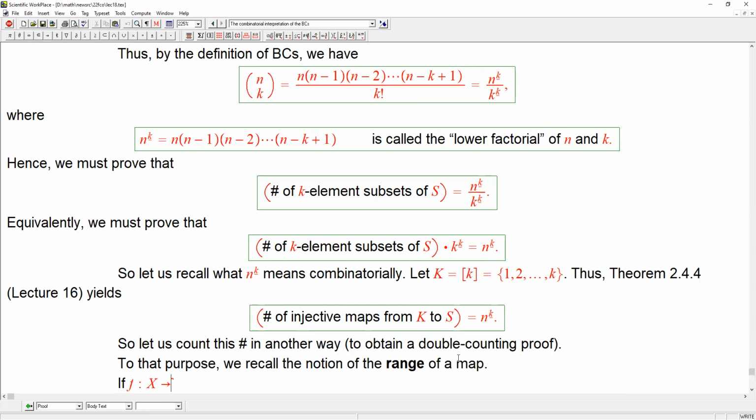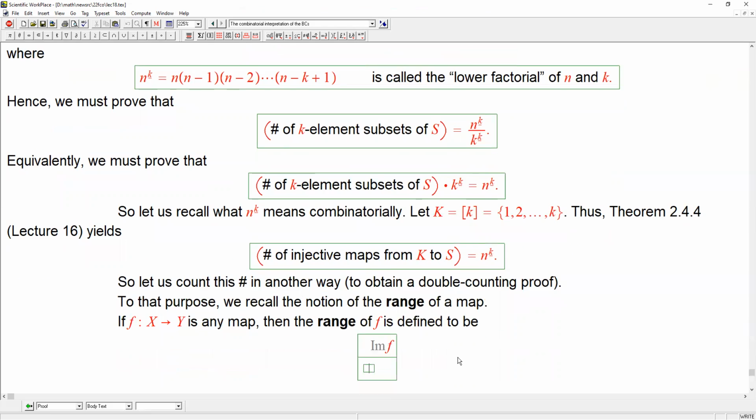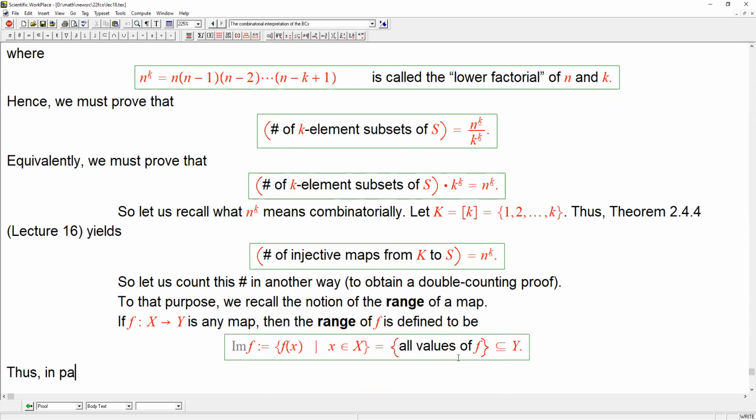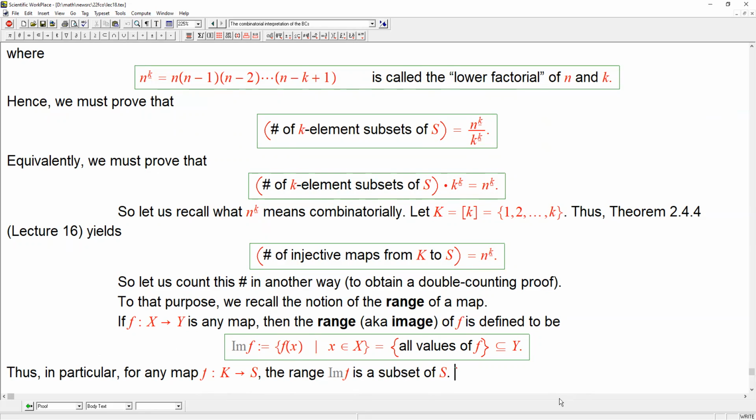If f from X to Y is any map, then the range of f is defined to be, this is denoted by im f, simply the set of all values of the map. So basically all values of f. Thus, in particular, for any map f from [k] to S, the range, by the way, the notation im stands for image. This is another way to say range. So the range, aka image. People also say ran of f, but this also means other things. So this range is a subset of S then.